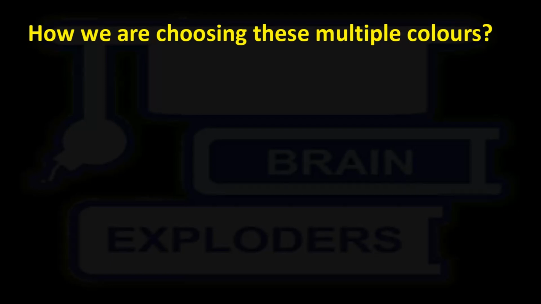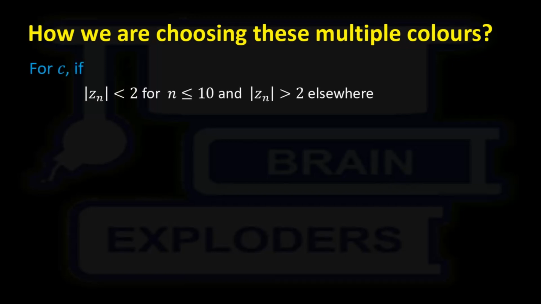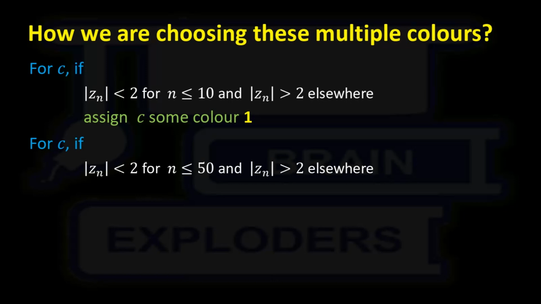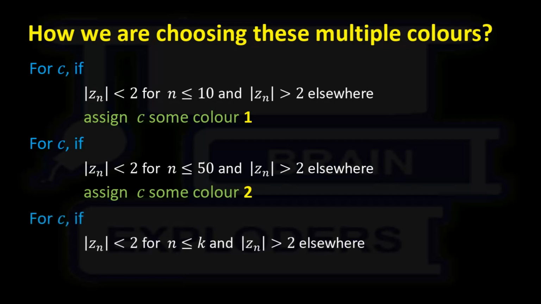So here is how we assign colors to different points. Suppose for a parameter c, the sequence remains inside the circle of radius 2 up to 10 iterations, and then it escapes, we assign it color 1. If it remains inside the circle up to 50 iterations and then escapes, we assign it color 2. In this way, we can choose different iterations and colors to be assigned.